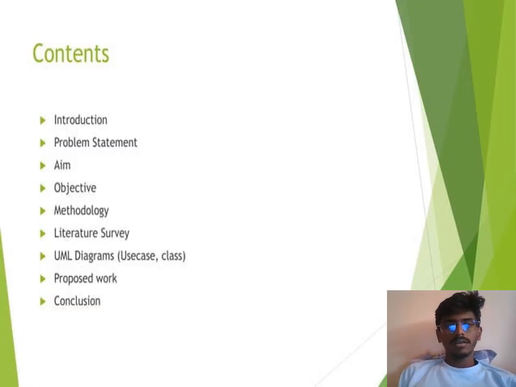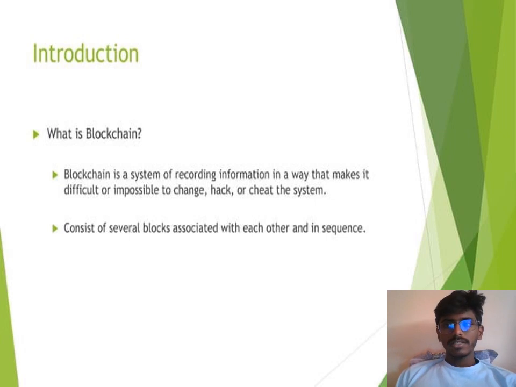The contents in this presentation are introduction, problem statement, aim, objective, methodology, literature survey, and conclusion. What is meant by blockchain is explained here: blockchain is a system of recording information in a way that makes it difficult or impossible to change, hack, or cheat the system. It consists of several blocks associated with each other and in sequence. This is the brief introduction about the blockchain.